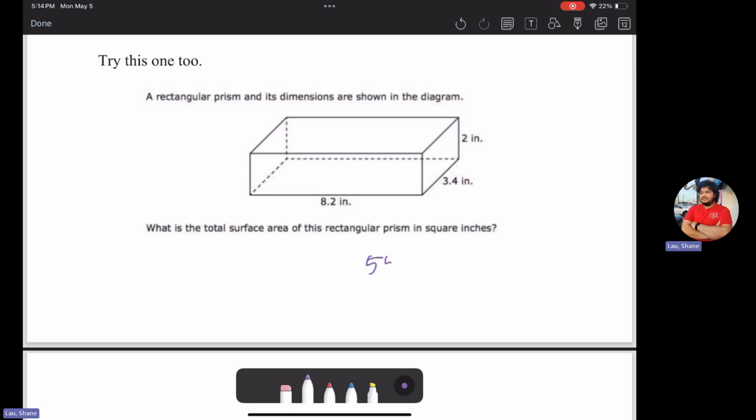You should have gotten 55.76 inches cubed. Again, try the work out, put it on your paper, put it into Desmos, do whatever you think makes sense.